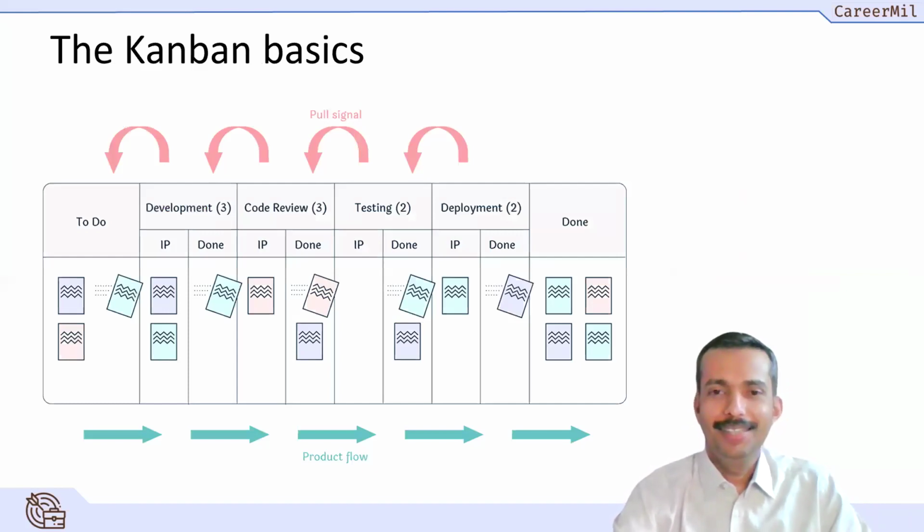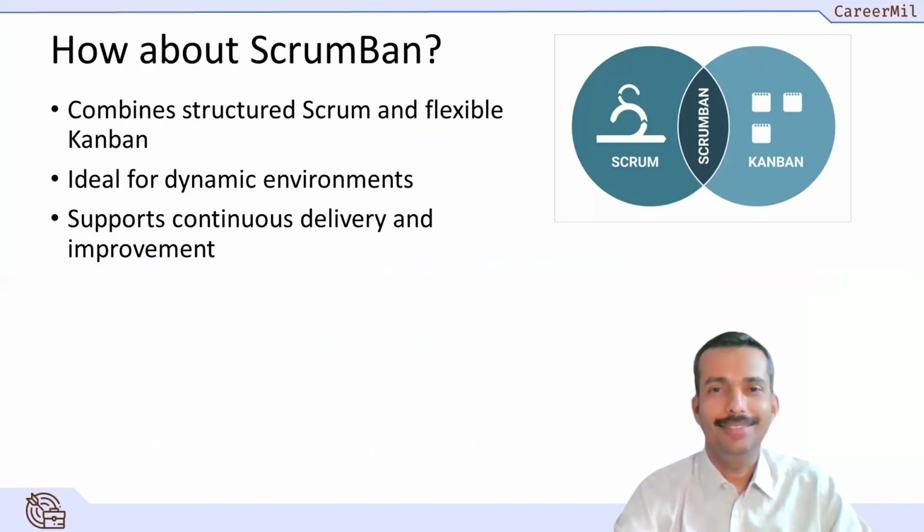Okay. So very briefly, that's about Kanban. That's just enough for us to talk about ScrumBan. That's our main topic for today, right? So what is ScrumBan? As the name indicates, it's a combination of Scrum and Kanban. The way I would put this is get the best of both Scrum and Kanban.